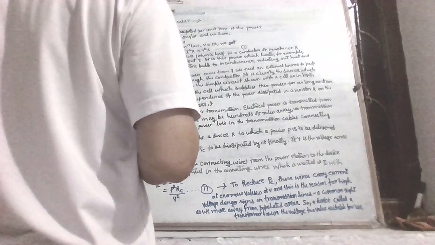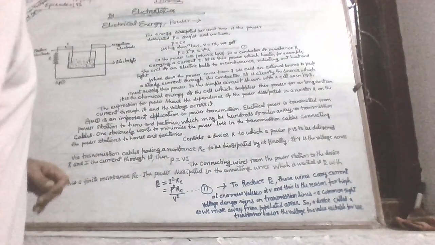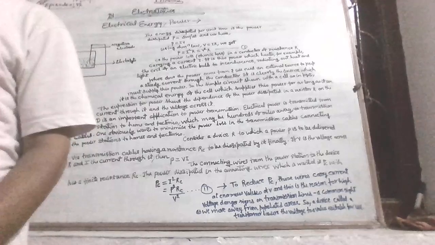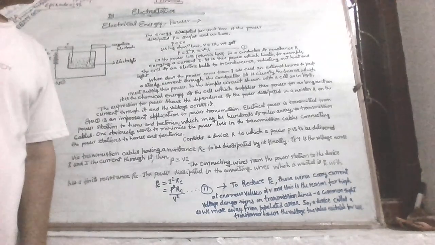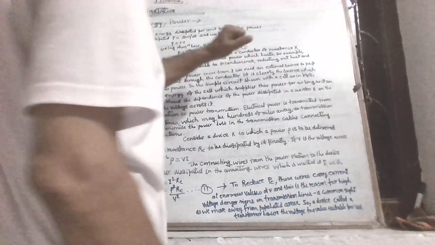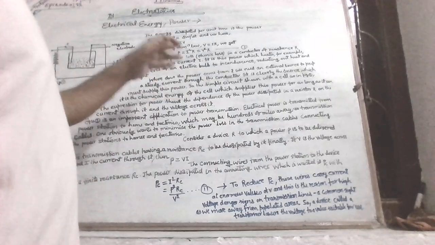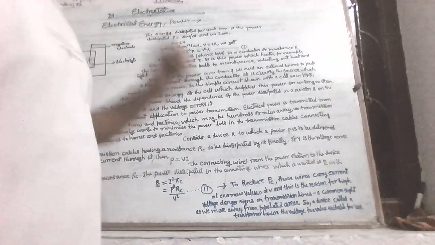= V²/R. That is equation number 1. It is the power loss or ohmic loss in a conductor of resistance R carrying a current I. It is this power which causes, for example, the coil of an electric bulb to become incandescent, radiating out heat and light.